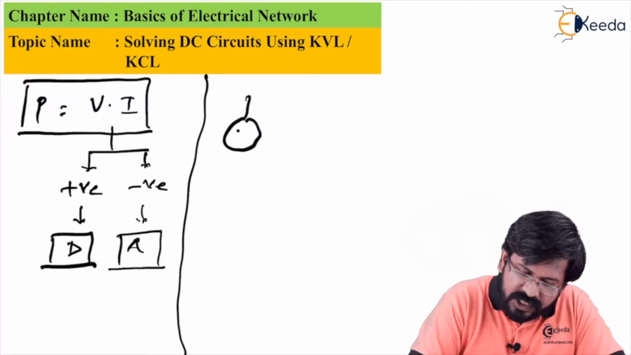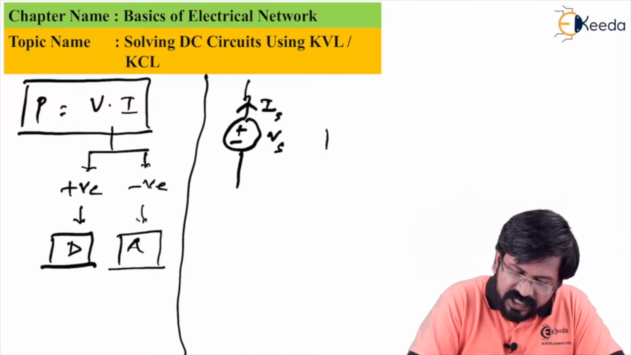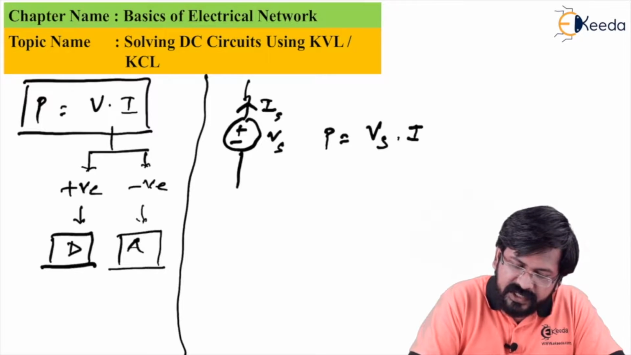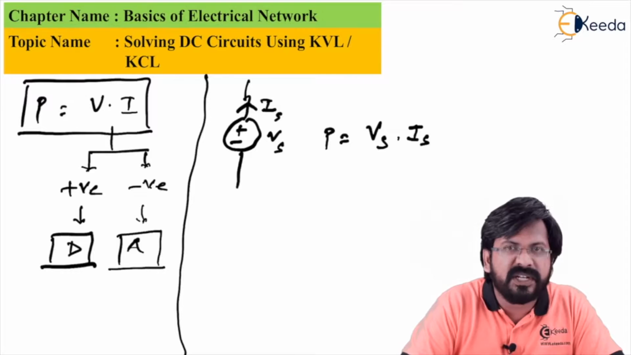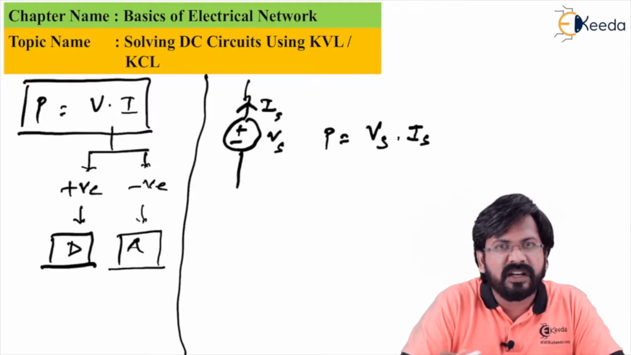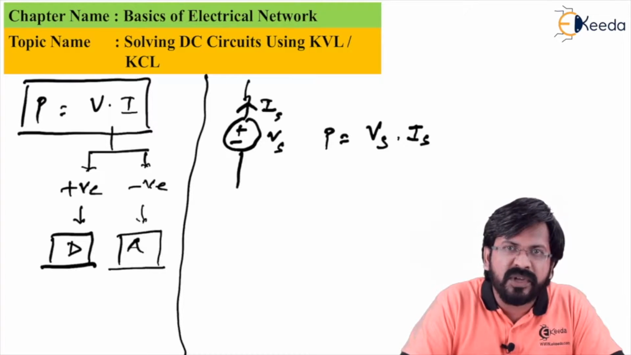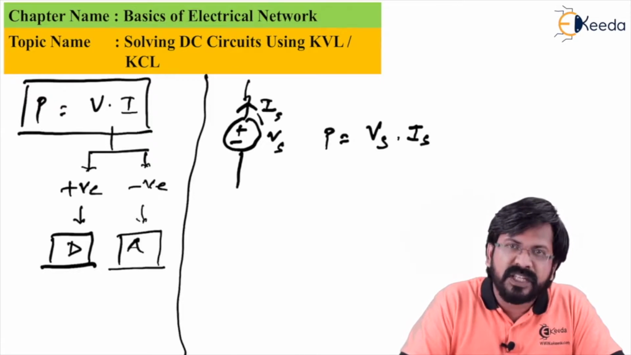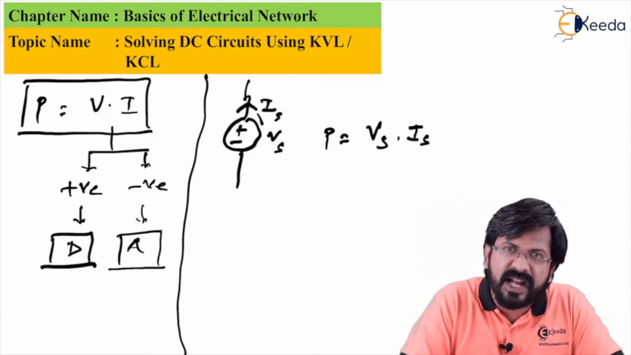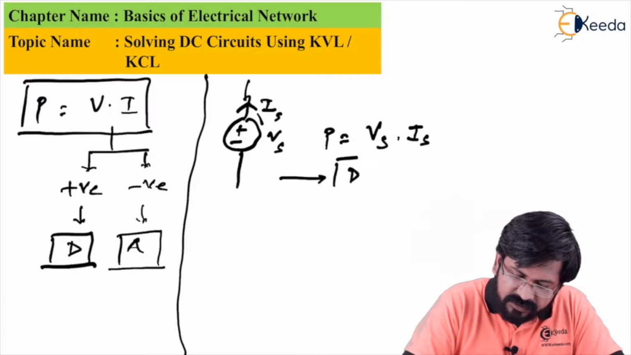Consider some voltage source plus minus V, which is, let's say, delivering the current I. In this case, I can say that P is equal to Vs times Is. In this case, as you can see, the current is coming out of the positive terminal, which is in a way a correct current direction. So Vs and Is, both of them are positive, and therefore the product of two positive numbers will come as positive. In a way, this P comes out to be positive, so I can claim that this source is delivering the power.